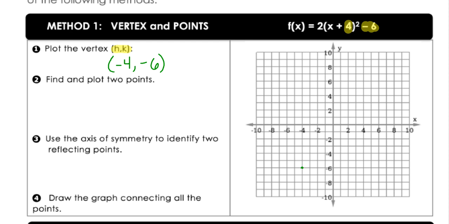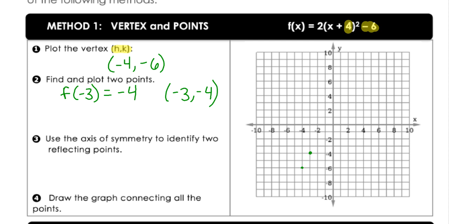And then I would find and plot two other points that are around that vertex. So I'm always going to pick x values that are close to that vertex. So let's do negative 3. So if I plug negative 3 in, I get out a negative 4. And that tells me that I have a point at negative 3, negative 4. So I could plot that over on my graph as well, negative 3, negative 4.